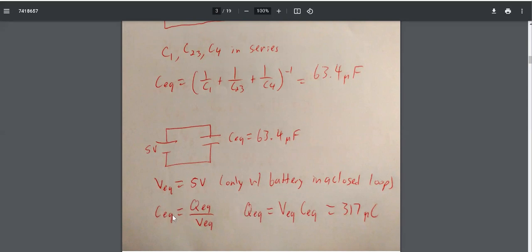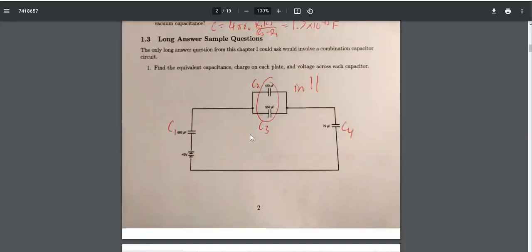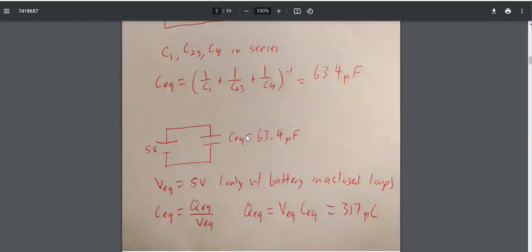So now that we know what the voltage is, we can use the definition of capacitance to find the charge. So capacitance is always charge over voltage, which means that charge is our voltage times our capacitance. So really we just multiply our value for the capacitance that we have times the voltage that we found, which was the same as the battery. And that gives us this charge. Okay, but I don't really care about this capacitor. I care about the ones in my original problem. So I just work backward.